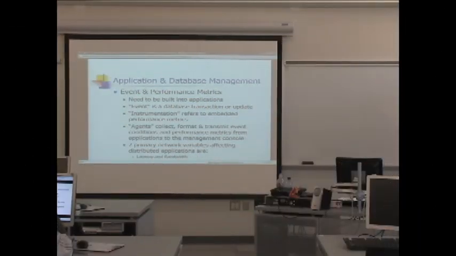We're going to start out looking at application and database management. These usually go hand in hand. If you look at the way that most programs and applications work, and this would include operating systems as well, there's always a database at the back end. We're always storing data of some sorts.